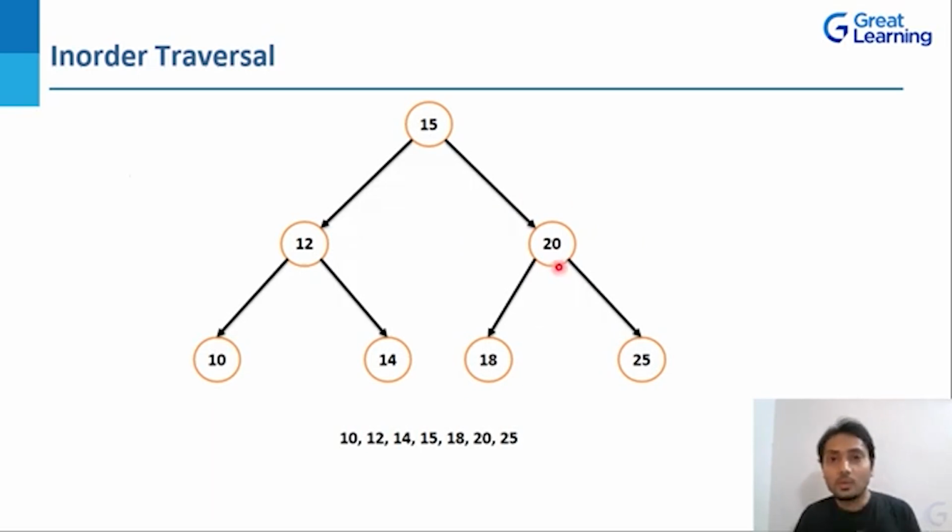So 20 is the parent node, which has two children. Now what do you have to do? Again traverse in the same manner. So here I'm going to move to 18.